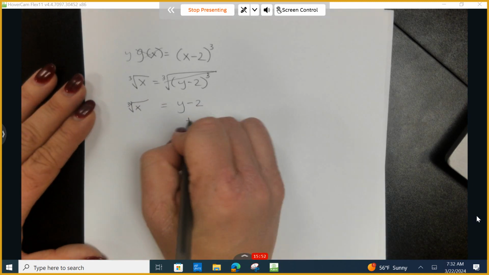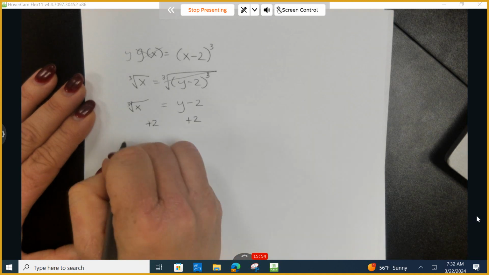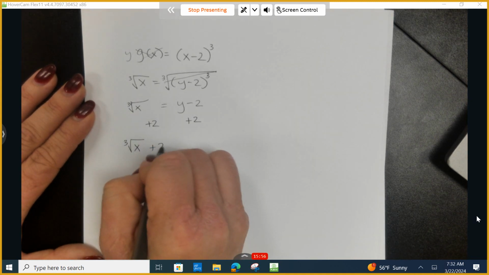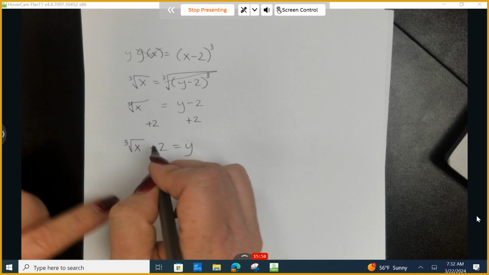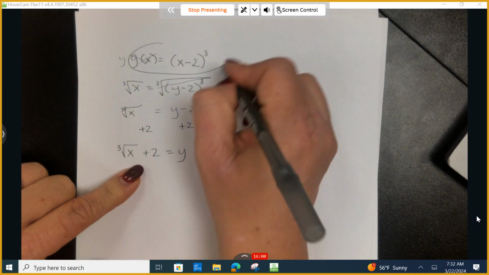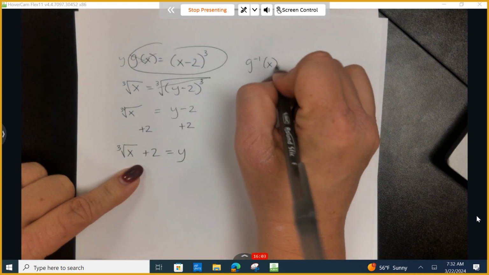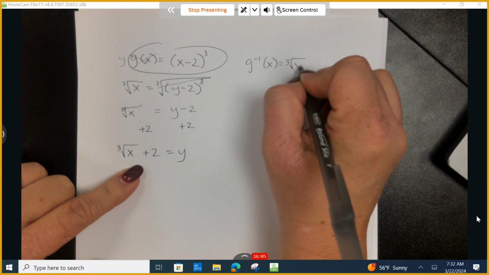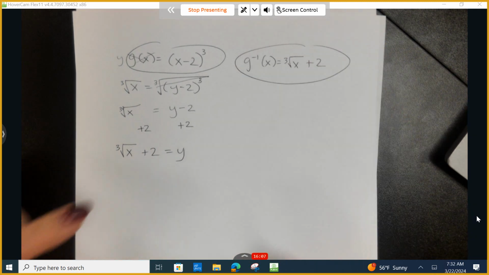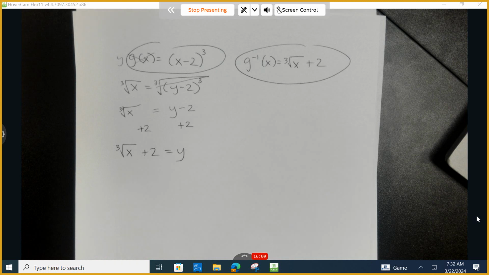Now to isolate the y, I'm going to add 2 to the opposite side. And this is the inverse. So this is what g of x is, and the inverse of g is equal to the cube root of x plus 2.